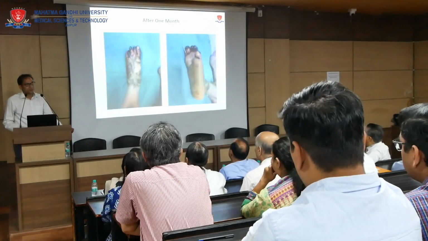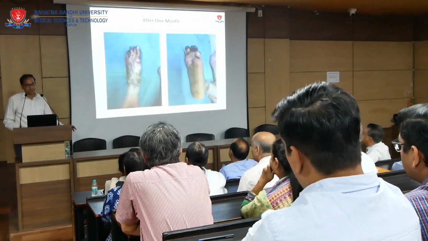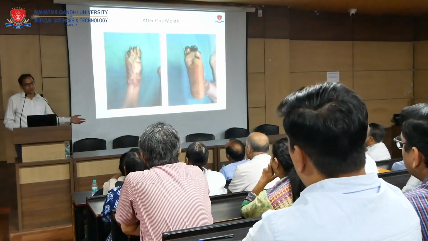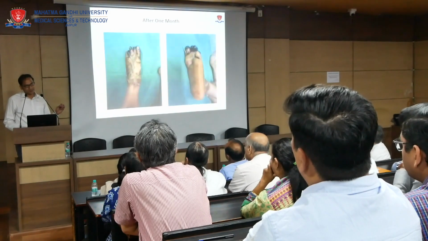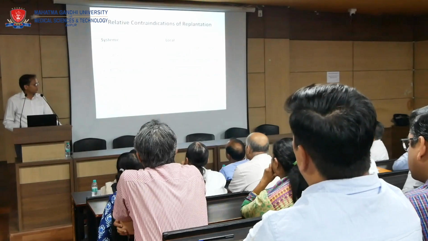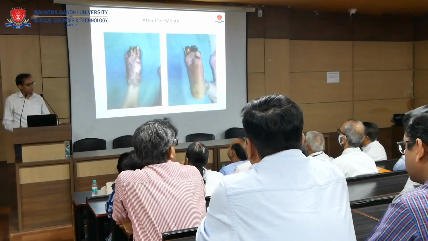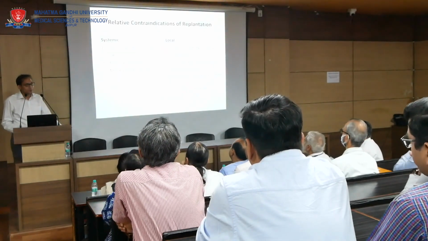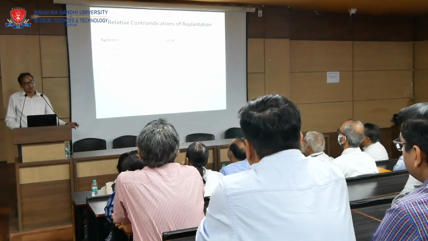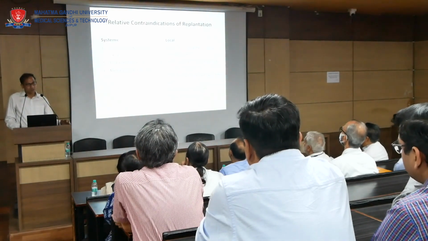And this is a picture after 1 month. Because of the prolonged ischemia time, intravascular thrombosis started developing in the most distal part. So there is some gangrenous change also found in the distal toe. And these are some of the relative contraindications of replantation. Almost any part which is amputated from the body can be replanted, but there are very few contraindications in the form of systemic and local factors.